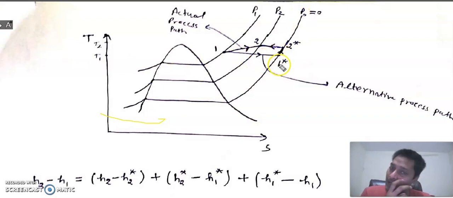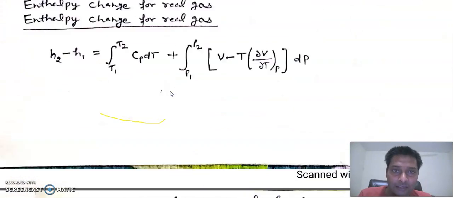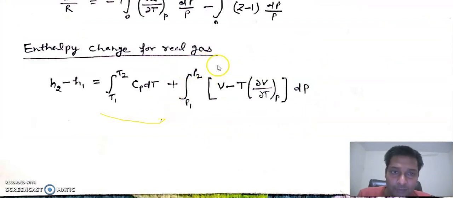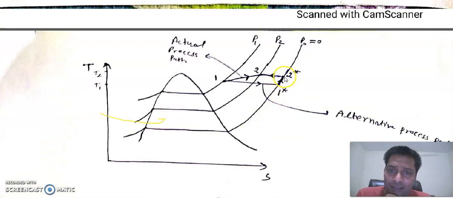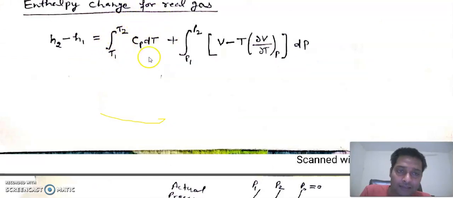Moving forward, the path 1 star to 2 star is an isobaric process. These are constant pressure lines, and we follow this path. In this path, the pressure is constant. So if pressure is constant, then the second term of the equation will be 0, because dP will be 0. Again, the third path, 2 star to 2, is an isothermal path where temperature is constant, so this term will be 0.